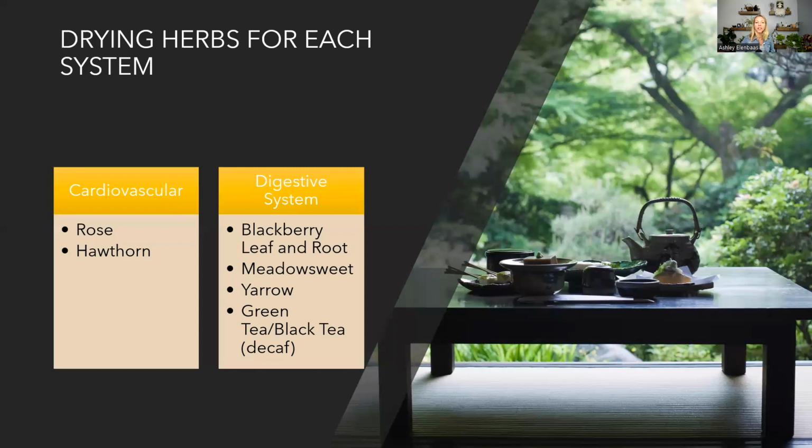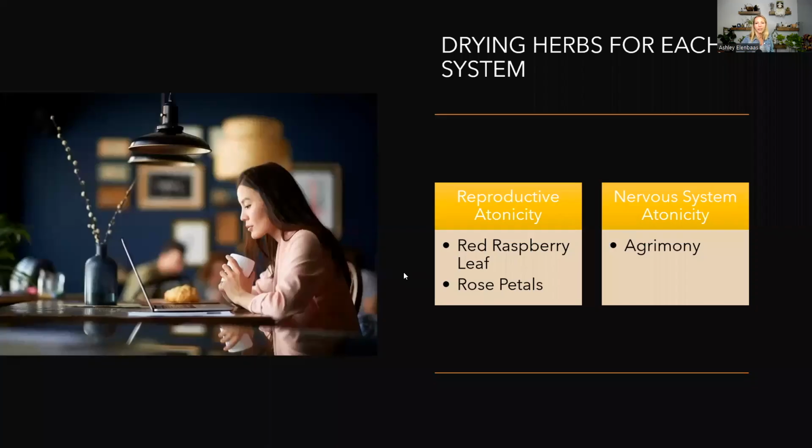And then I would say if you have a lack of tone in the digestive system, you may want to consider drinking black or green tea, but I would recommend decaf since sometimes caffeine can aggravate things like diarrhea. So if you don't have that, but you have maybe a lack of tone in the digestive system, maybe you have difficulty having full bowel movements and you need some help toning that area, then you may want to try those plants.